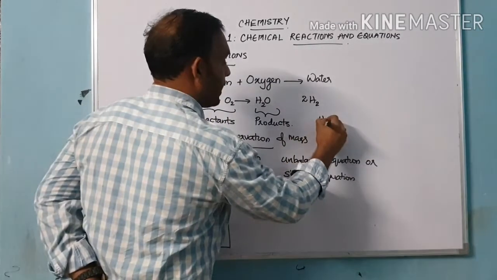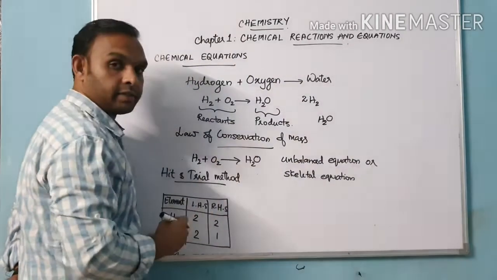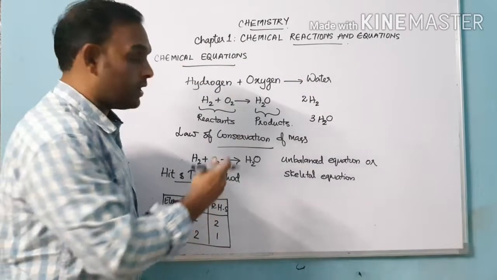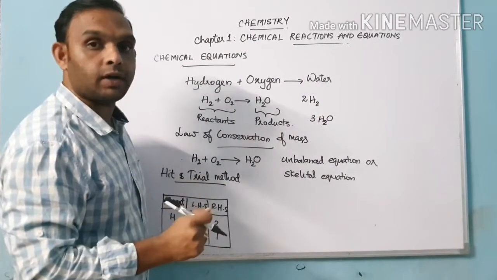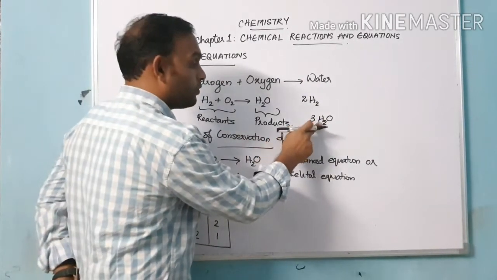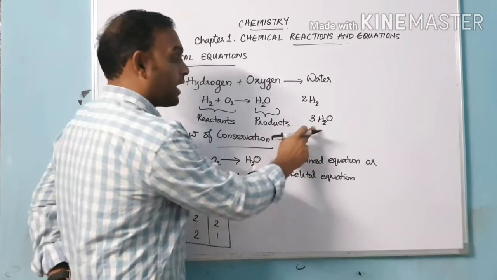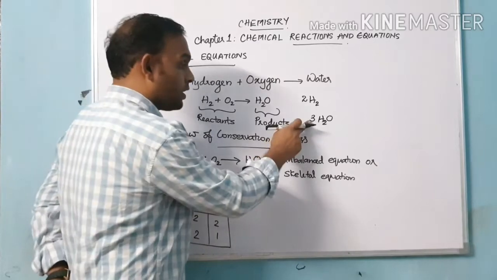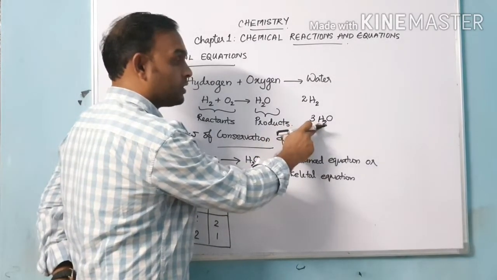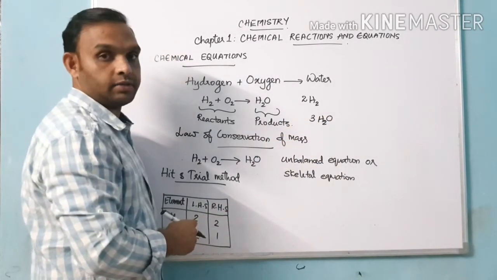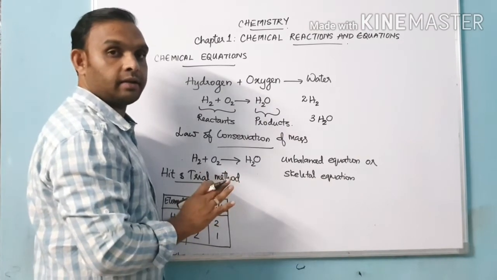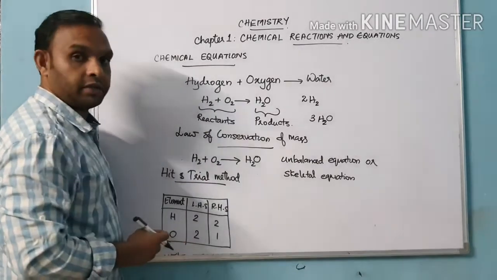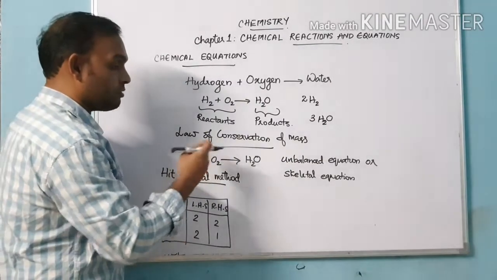And if I take H2O on our product side and multiply by 3 just in front of H2O, what does that mean? We have 3 into 2, 6 hydrogen atoms as well as 3 oxygen atoms. That means this 3 is applicable to both the hydrogen as well as the oxygen. Is it clear? Okay.